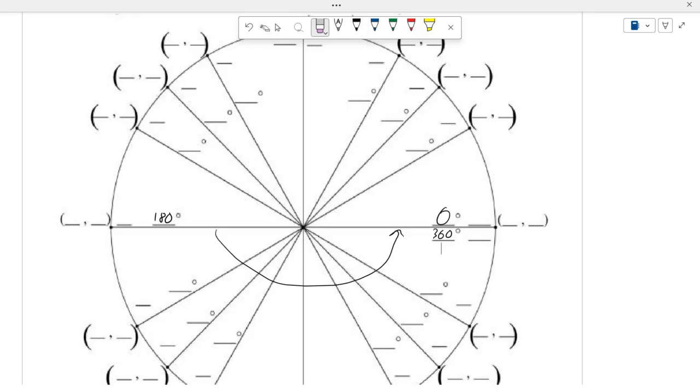Notice that 0 degrees and 360 degrees are in the same spot, right? They're called coterminal. So 0 and 360 are the same thing. They're the same angle, okay? So they're coterminal, so they're in the same spot.